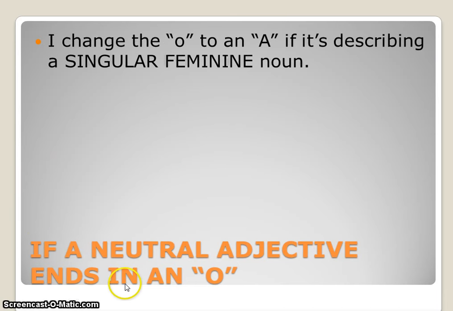We're going to start with adjectives that in their neutral state end in an O. So if I have adjectives that end in an O, and I have a singular feminine noun, I'm changing the O to an A. Look at my examples. Here's the neutral form of the adjective pretty, bonito. But I want to say the girl is pretty. So la chica bonita. I have changed the O to an A.